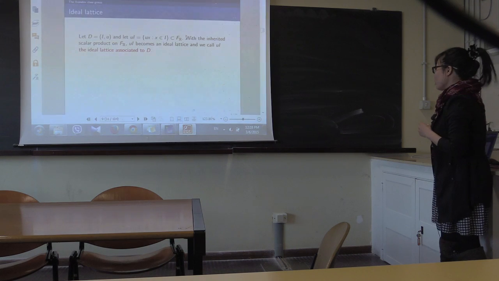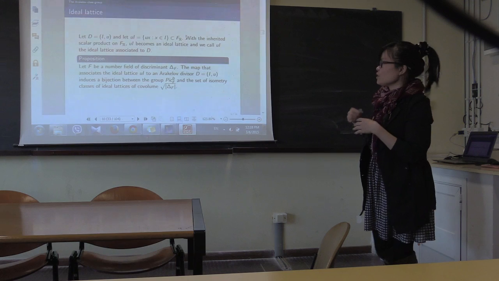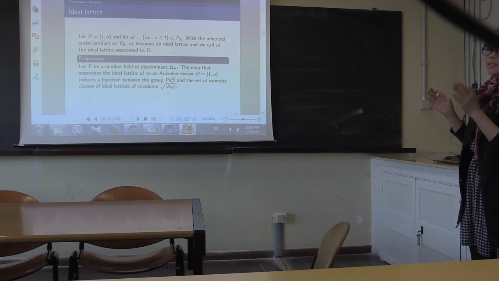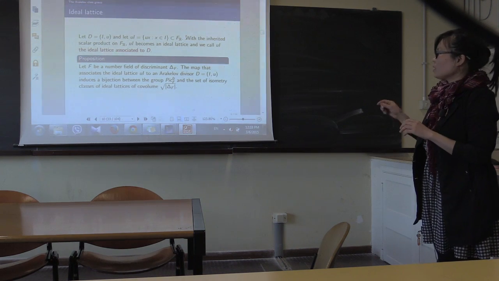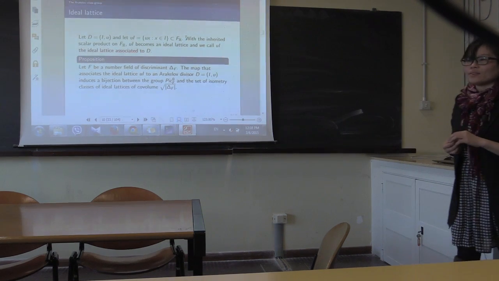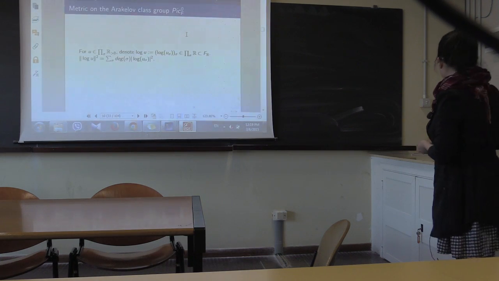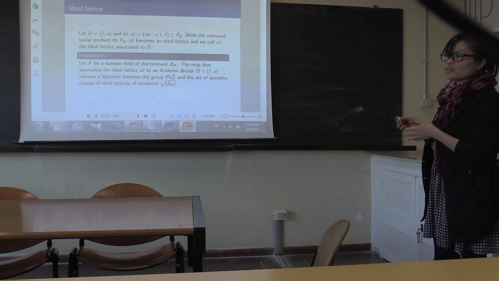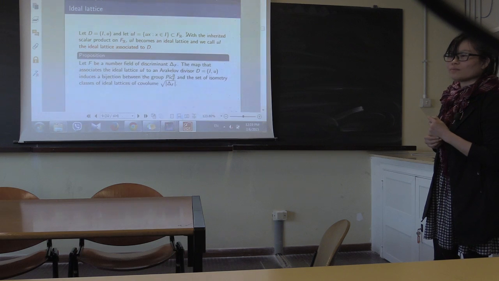And the important result is that if you have a number field of discriminant delta F, then there's a bijection between the group Pic^0 F and the set of isometry classes of ideal lattices of the same covolume, square root of delta F. So now, instead of working on Pic^0 F, I can work on the set of ideal lattices. They are isometric and have the same covolume square root of delta F.